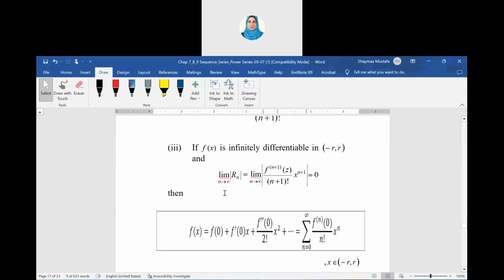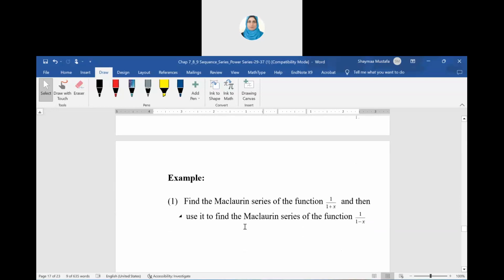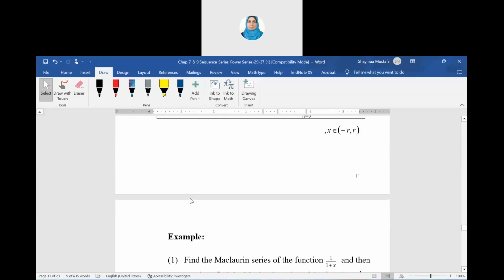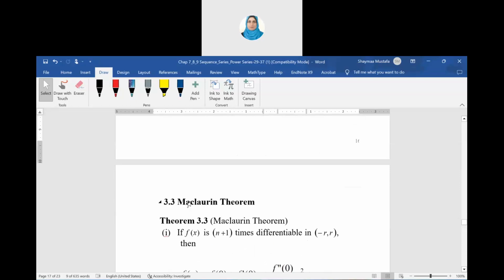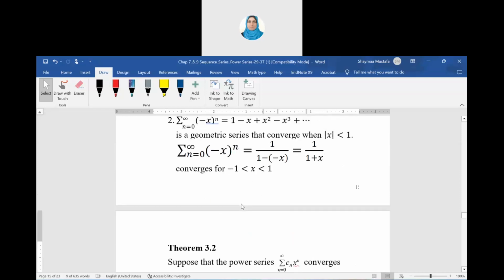0 point means that Maclaurin theorem. Maclaurin always at 0. Okay, now here we go for example. I have this function 1 over 1 plus x. I need to find the polynomial or the power series for this function, and we will prove it is equal to this one. 1 plus x squared plus x cubed, and so on.